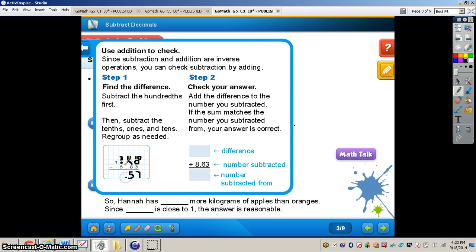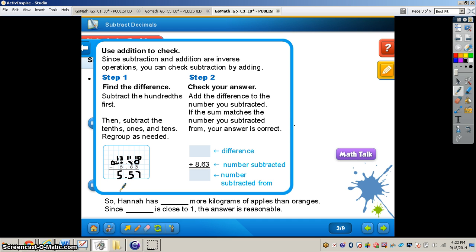Drop your decimal down. You cannot take 8 away from 3, so we need to regroup. Make that 1 into a 0, and then bring 10 more ones over to the ones place. 13 minus 8 is 5, for a total of 5 and 57 hundredths.